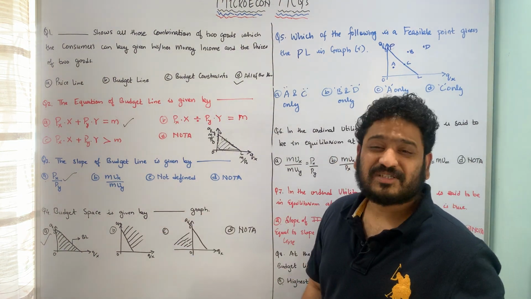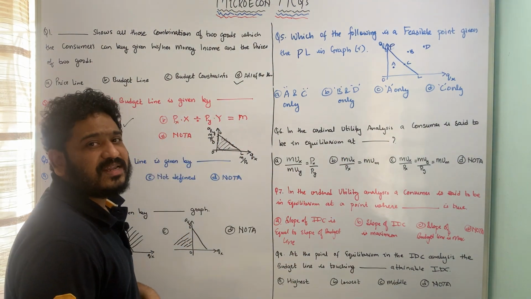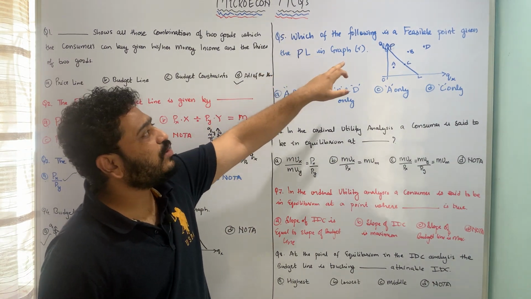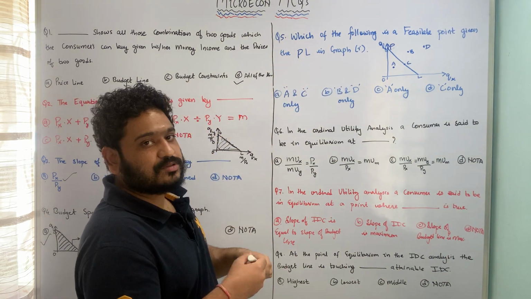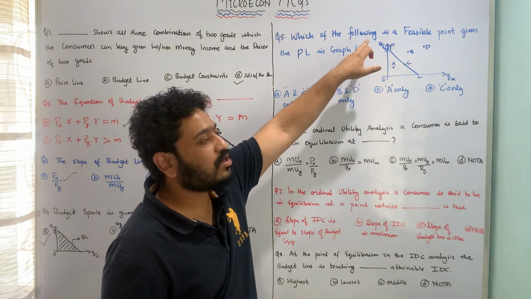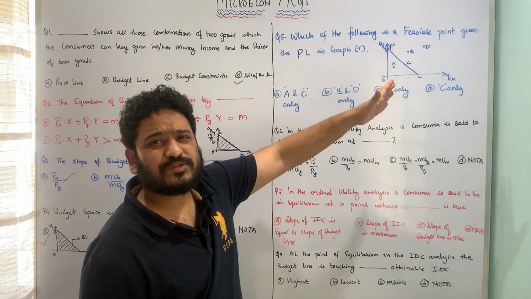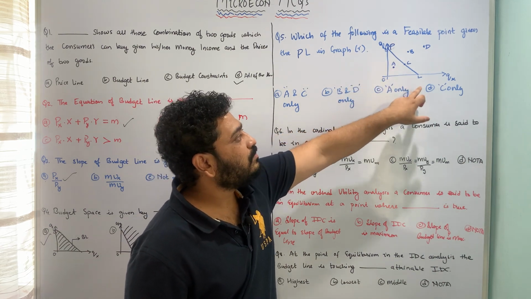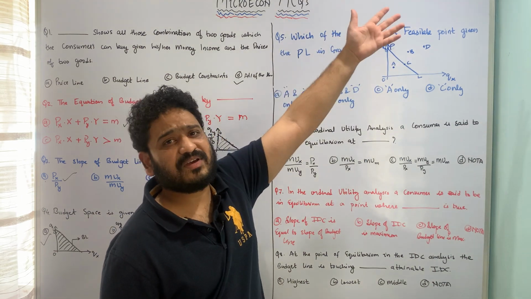I hope the question is pretty much clear. Let us now move to the next question, which is talking about the feasible point with respect to the budget line or budget constraint. The question is, which of the following is a feasible point given the budget line PL in the graph? Here OX is quantity of x, OY is quantity of y, PL is the budget line, and certain points are given to us. Point A is inside the budget space, point C is on the budget line, point B is outside, and D is further away from the budget line.